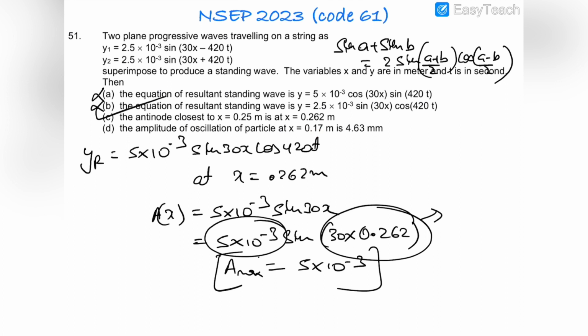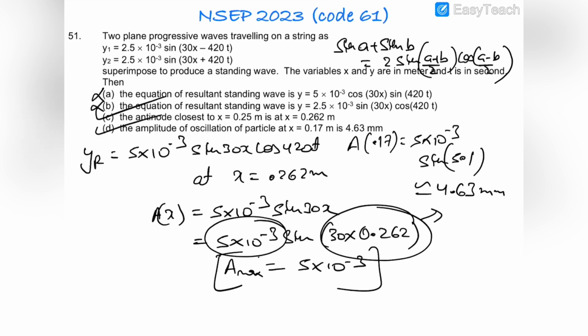situated at 0.17. So A at 0.17 would be equal to 5 into 10 raised to power minus 3 sine 5.1, because 30 into 0.17 is 5.1. So it would be approximately 4.63 mm. So correct answer is D. So the correct answers are C and D. Now we move on to the next question.